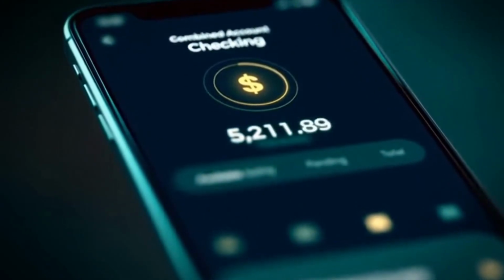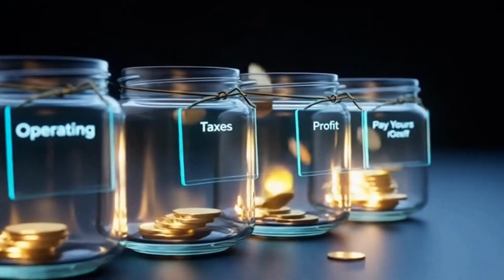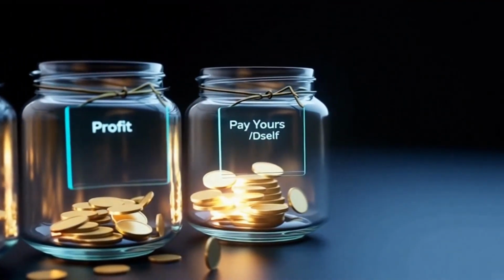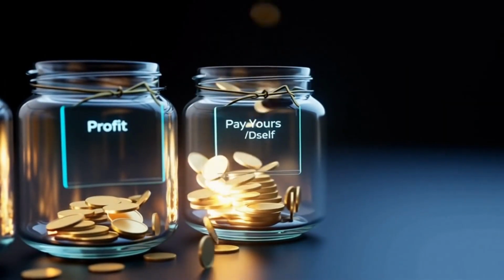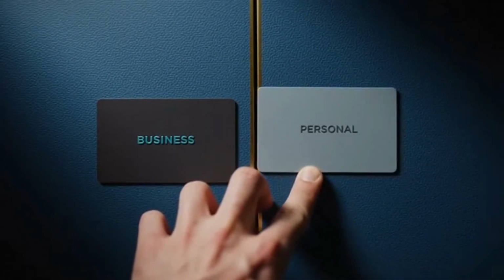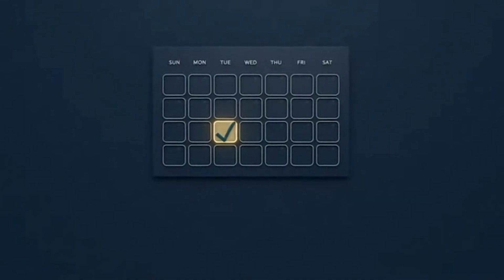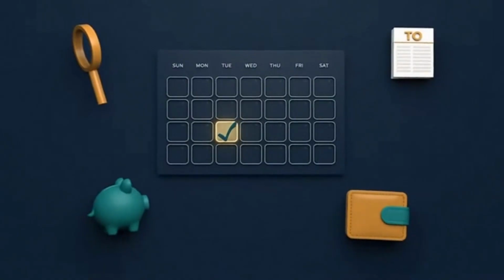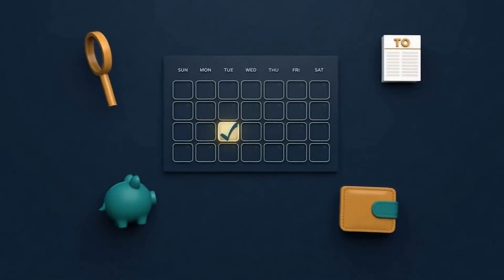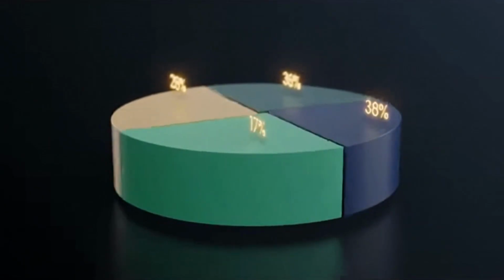numbers. Action 3. Build your buffer. Transfer a small amount to profit buffer. Even $50 a week matters. Your goal is to build 1 month of operating expenses, then 2 months, then 3. Action 4. Pay yourself on purpose. Whatever's left within your plan gets transferred to your personal account. This routine is boring, and boring is the point, because boring money is controlled money.